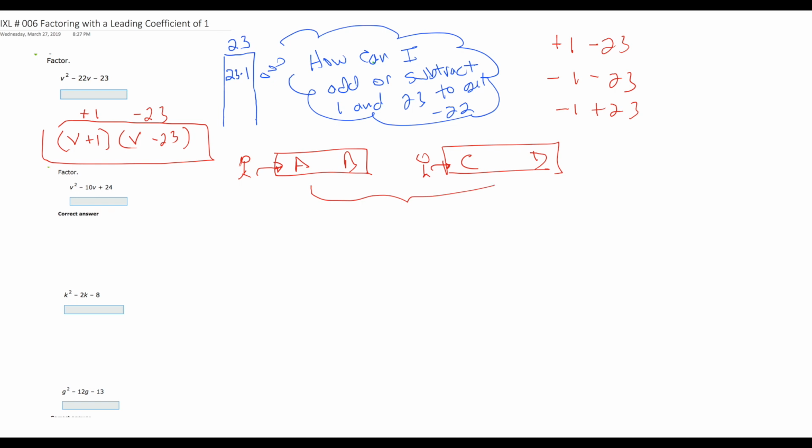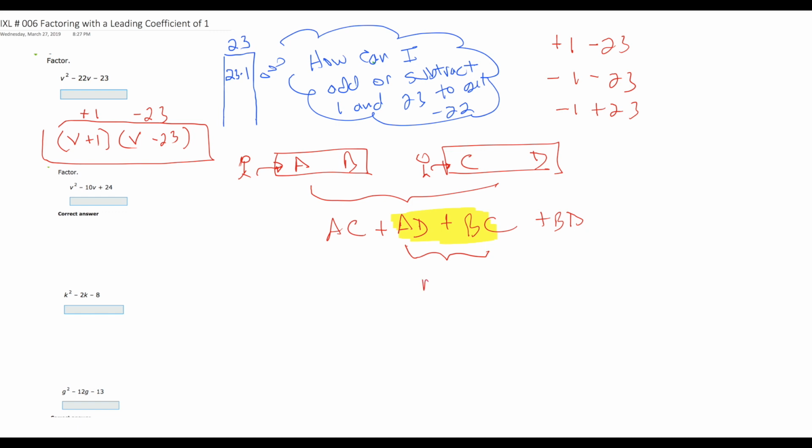If I were to foil that out, what would my first be? AC. And then my outside would be what? A and D. You can think of outside like when you work out your quads, your outer thigh is going to be sore, or where the pockets are. So AD, and inner is what? BC. And last? BD.